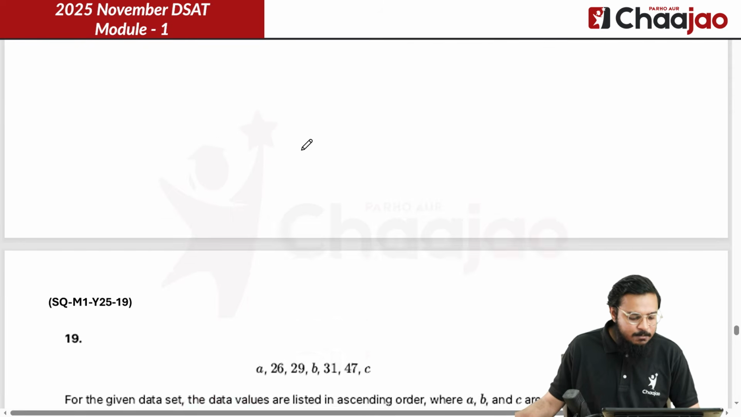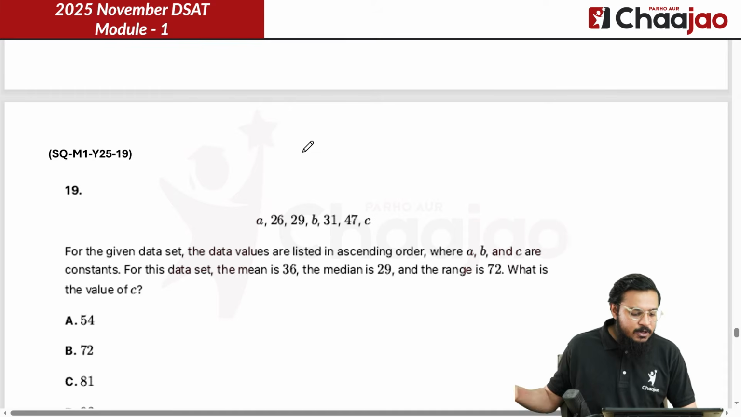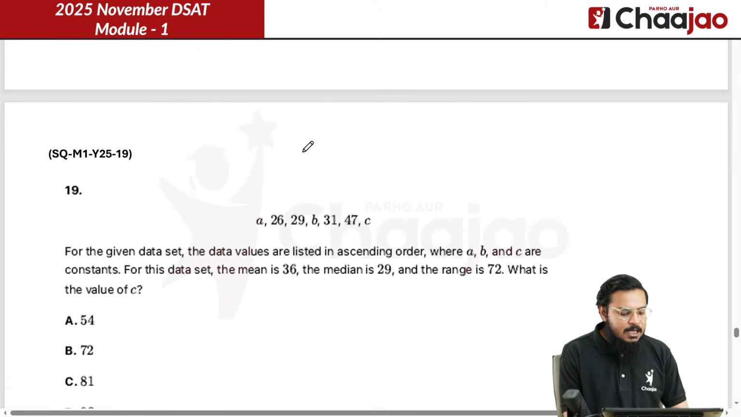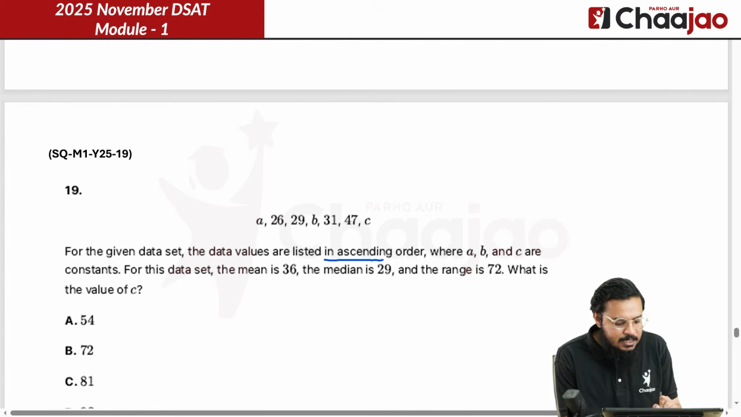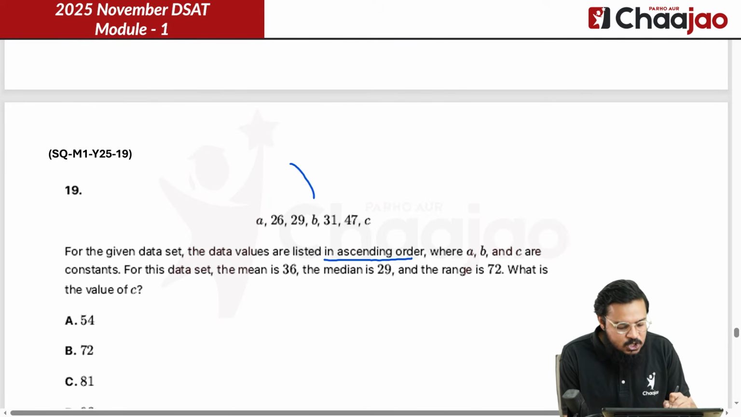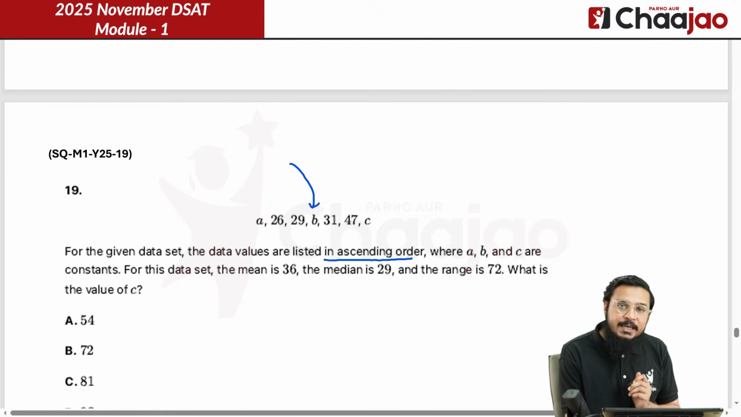Moving on to question number 19. Okay, so here is one really technical question. For the given data, the data values are listed in ascending order. So the first thing that I notice is that all the values are in the right order. So obviously this most central value should be my median of the set.